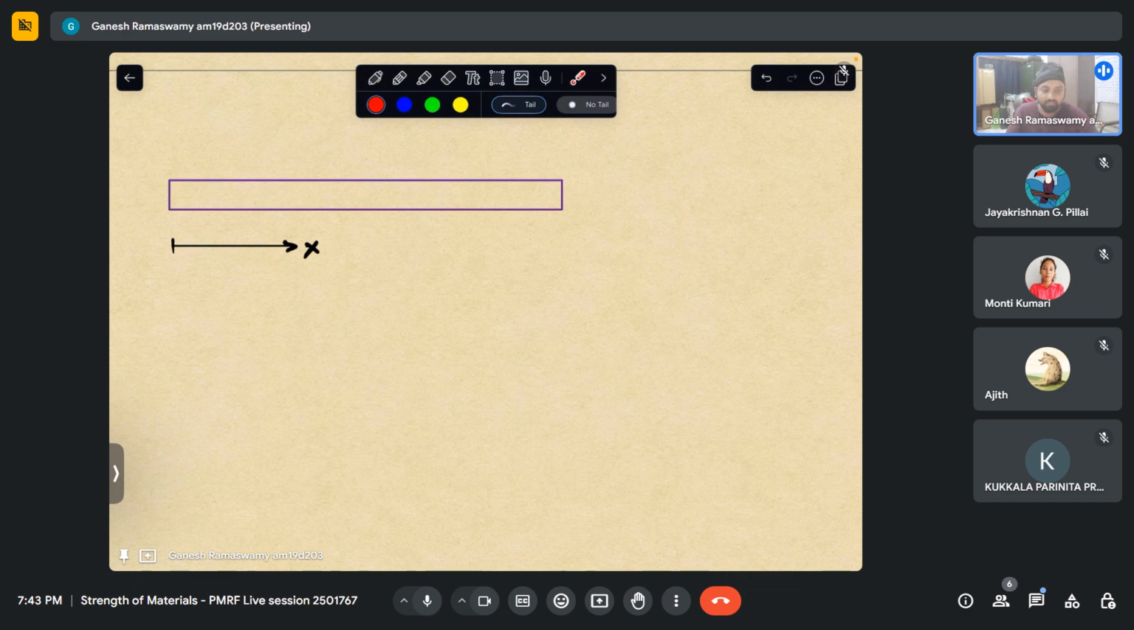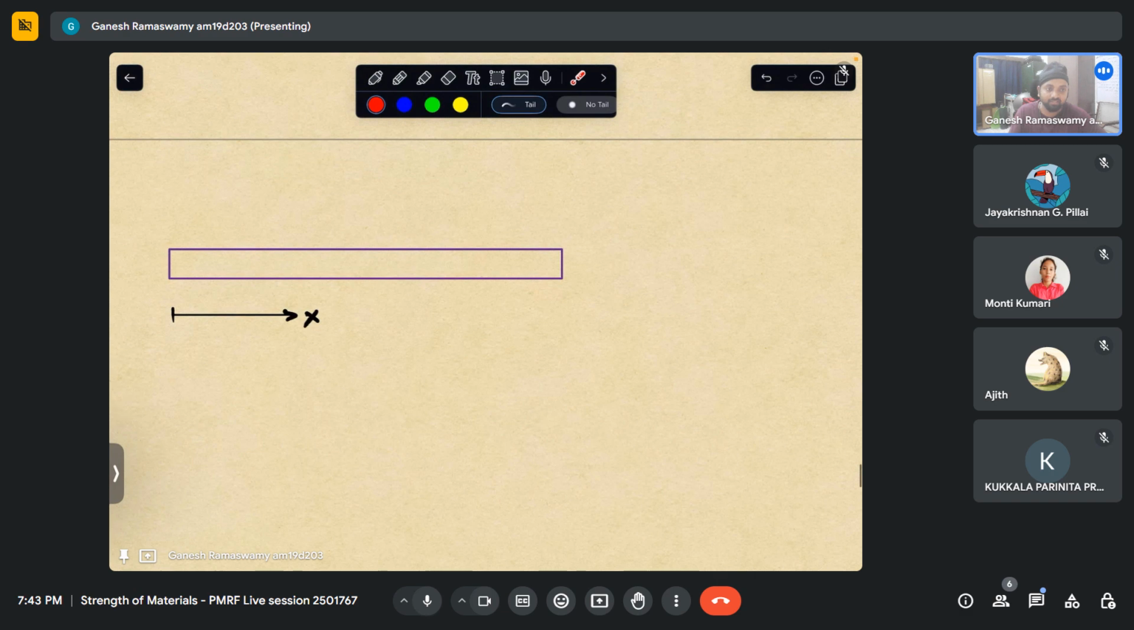But yes, along the length of the member, one axis is termed X in the case of bending. The same axis we will represent as Z in the cylindrical polar coordinates for twisting. I hope it's clear. Okay, fine.